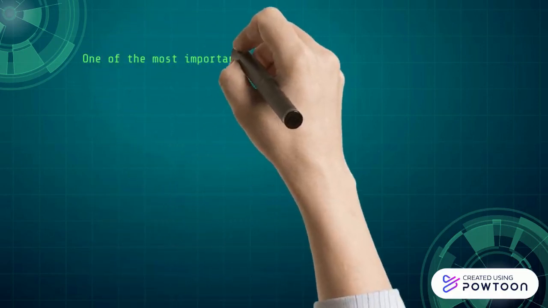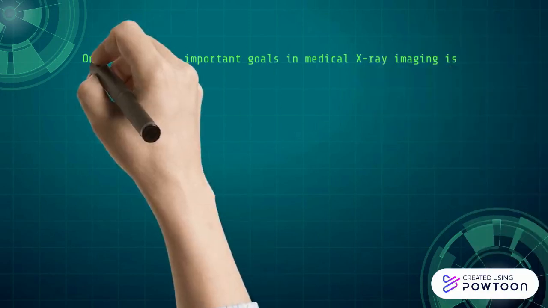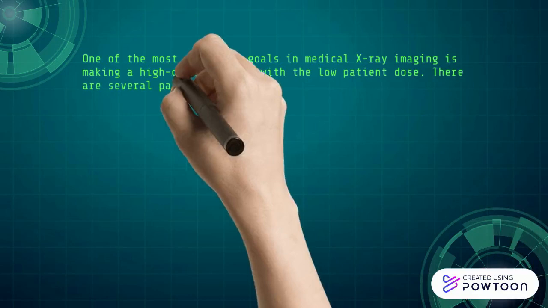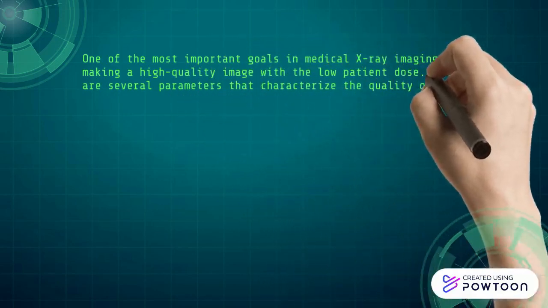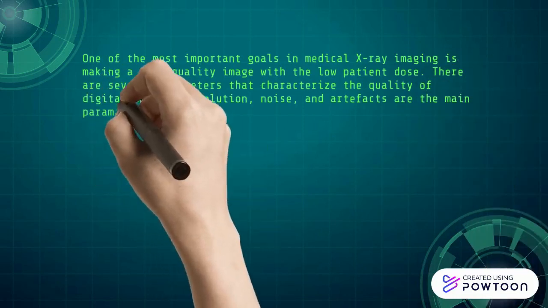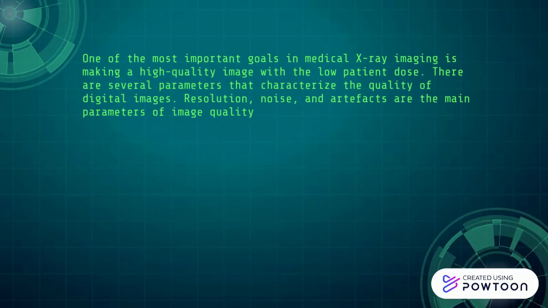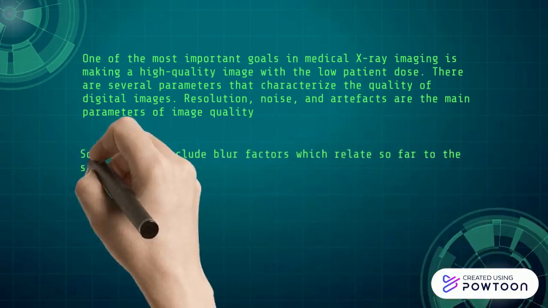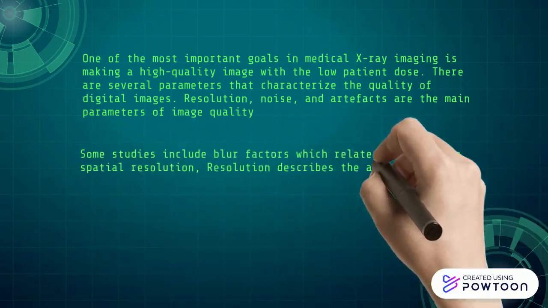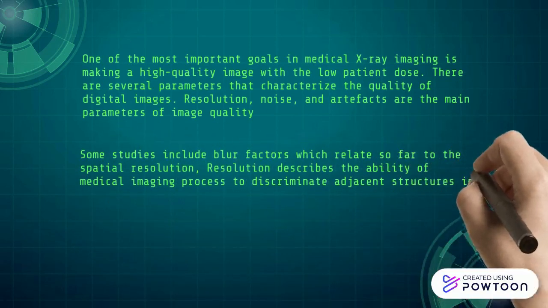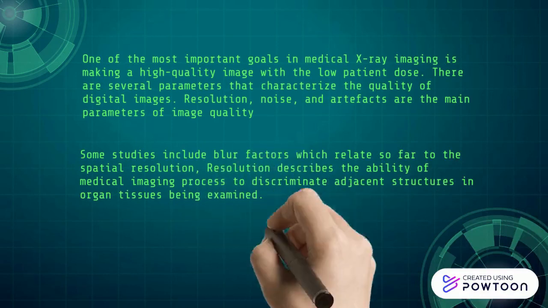One of the most important goals in medical X-ray imaging is making a high-quality image with a low patient dose. There are several parameters that characterize the quality of a digital image. Resolution, noise, and artifacts are the main parameters of image quality. Some studies include the blur factor, which relates to the spatial resolution. Resolution describes the ability of a medical imaging process to discriminate adjacent structures in the organ tissue being examined.